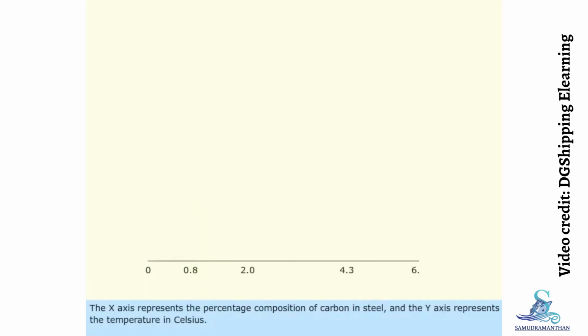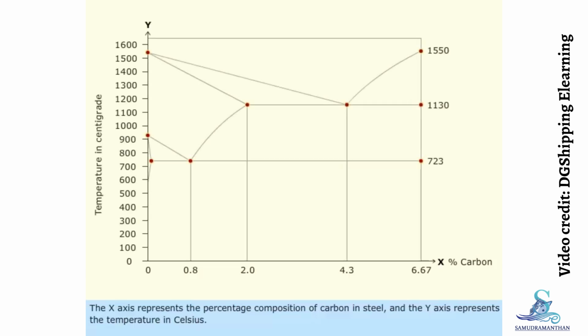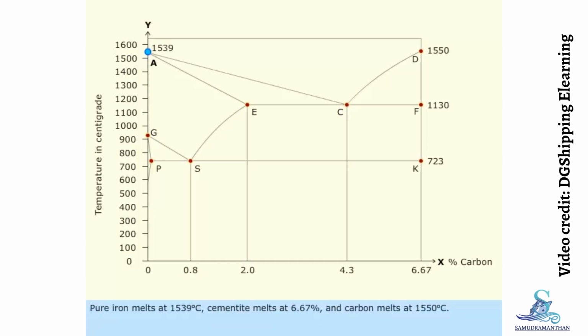The x-axis represents the percentage composition of carbon in steel, and the y-axis represents the temperature in Celsius. Pure iron melts at 1539 degrees Celsius. Cementite melts at 6.67% carbon, and carbon melts at 1550 degrees Celsius.